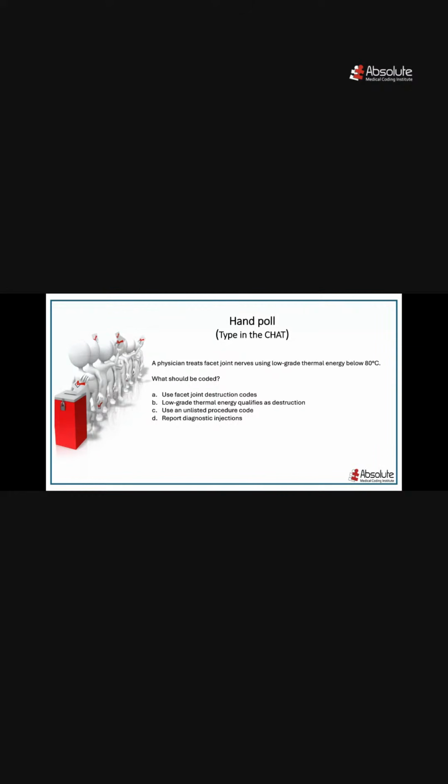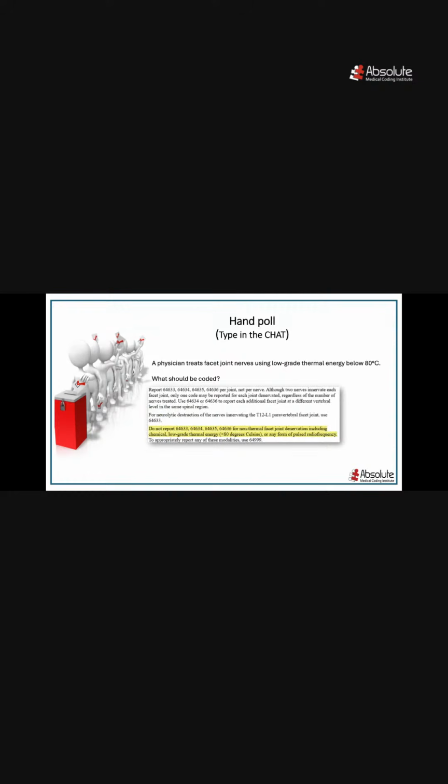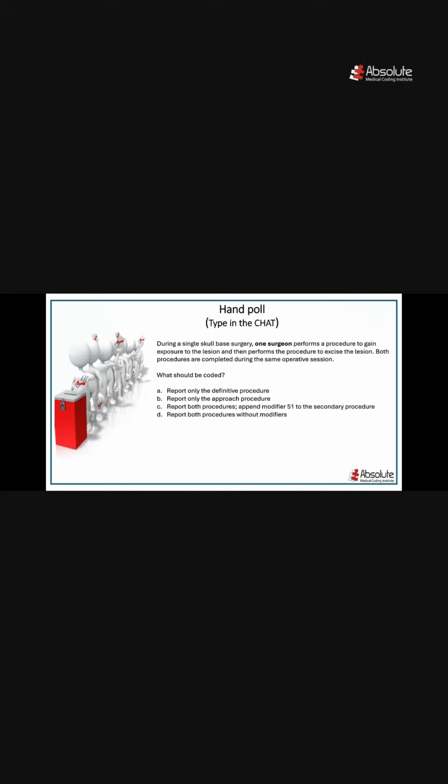All right. And yes, the correct code is going to be option C, use the unlisted procedure. And here is a guideline which you need to refer to: do not report 64633 to 64636 for non-thermal facet joint denervation, including chemical, low-grade thermal energy, or any form of pulsed radio frequency. So great job. Let's look into the third question.